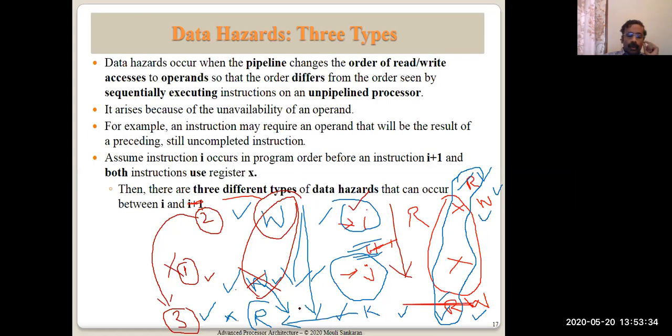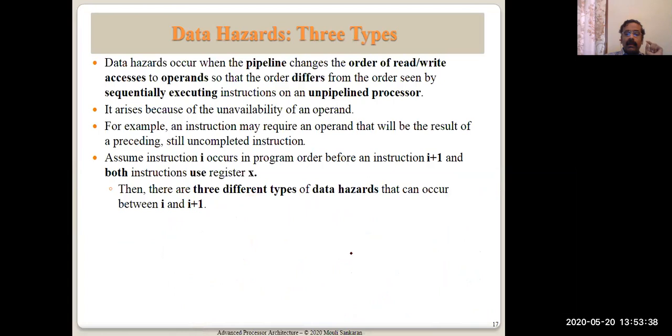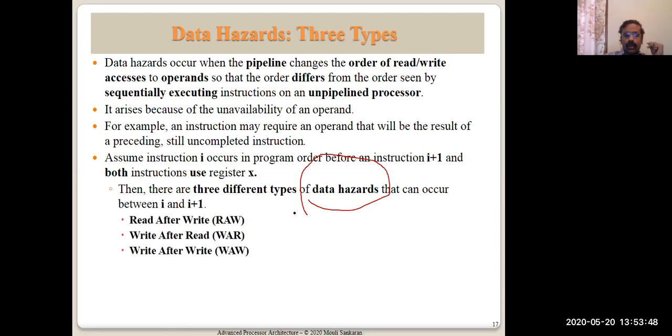So by now you will know the possible causes of data hazards. It's only between read and write into a common register, and it's not read and read. So you are getting read after write, write after read, write after write.